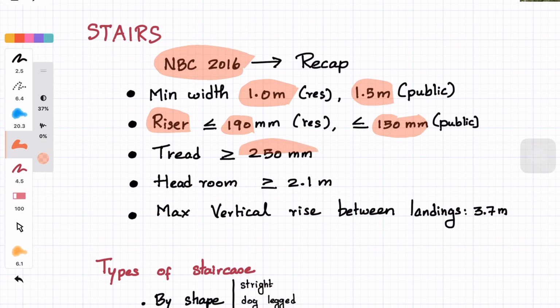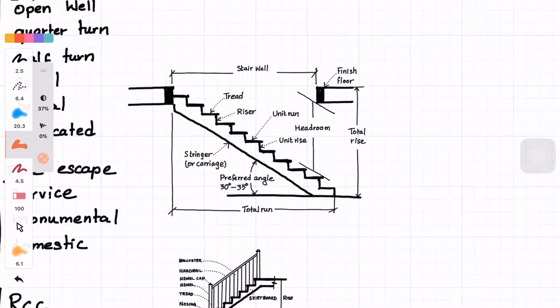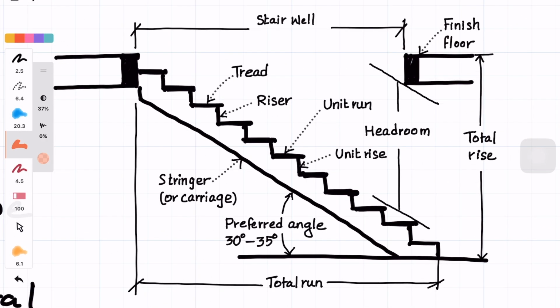Tread depth should be greater than 250 mm. Headroom should be greater than 2.1 meter. Maximum vertical rise between landings should be 3.7 meters. So we'll quickly see the components of staircase. The overall distance of the staircase is called total run. The height of the staircase, from this surface to the top of the floor, is called total rise.